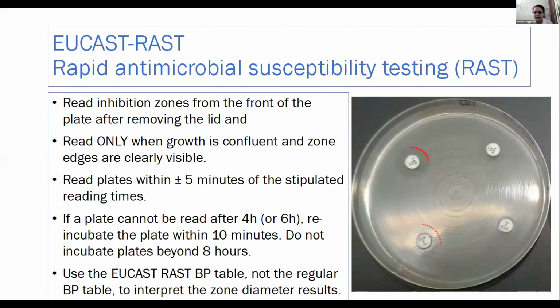So is everybody clear with this concept? Yes. Okay, so maximum up to 8 hours only you need to incubate the plates, but after 8 hours also, if the zones are still fuzzy, then the DST result cannot be given and you need to wait for the AST result only. Okay, so this is what this explains.